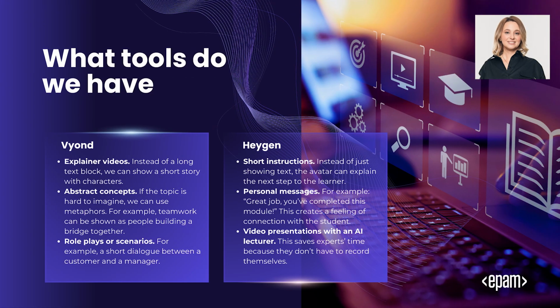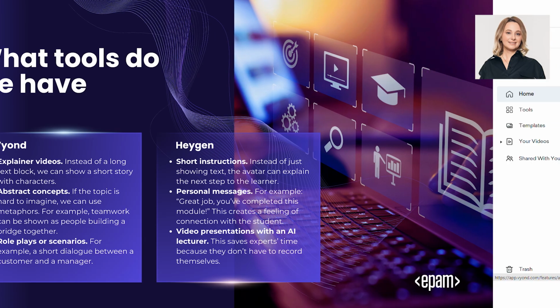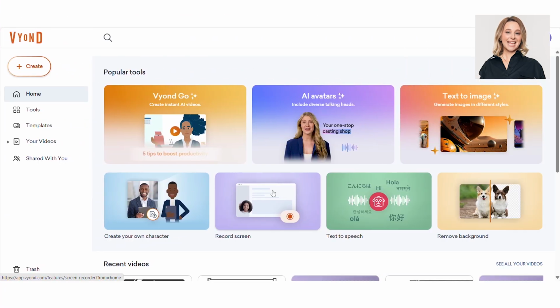Now let's take a look at the tools we can use in our work. We mainly work with 2 platforms, Vyond and HeyGen. They are very different, but they complement each other perfectly. Let's start with Vyond. This is a platform for creating animated videos. You can think of it as a cartoon-style video builder.